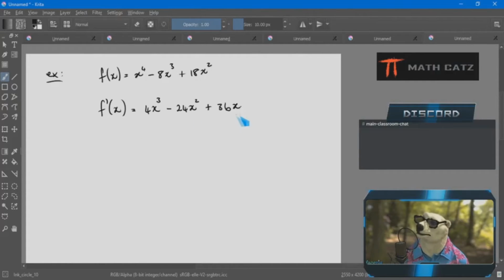Now this is going to be a pretty okay version for me to find the second derivative, which is now the derivative of this function. Right? Derivative of this function. So it is just the basic properties. 12x squared minus 48x plus 36.